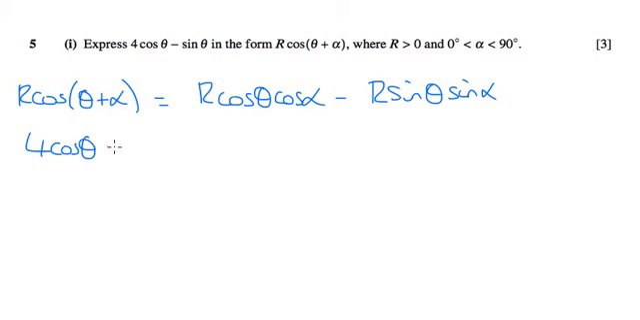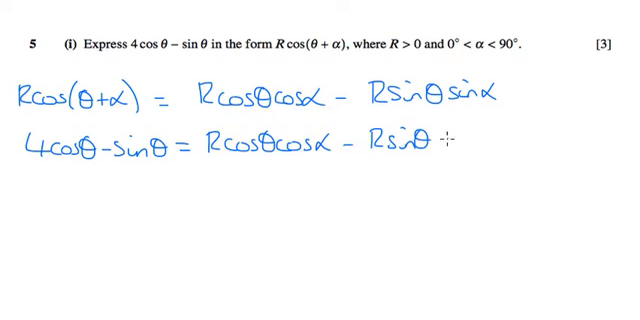We want to write that like this, but this equals this expression, so we can say that 4 cos theta minus sine theta can be given like this. And this way is going to allow us to work out what alpha and r are.